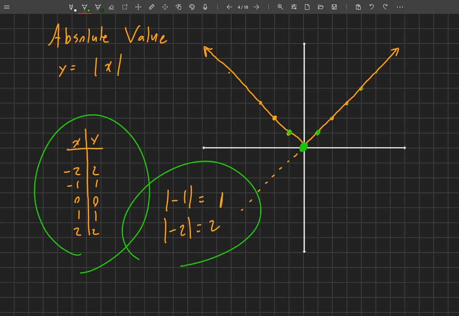A lot of that's going to make a lot more sense in the next video, where I show you how to take these shapes and move them around and modify them in different ways.